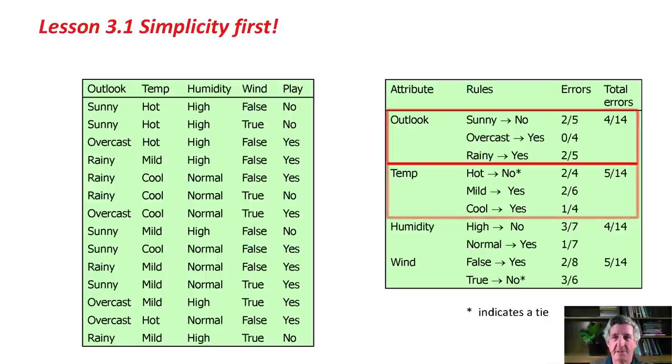We can branch on temperature and do the same thing. When temperature is hot, there are two noes and two yeses. We just choose arbitrarily in the case of a tie, so if it's hot, let's predict no, getting two errors. If the temperature is mild, we'll predict yes, getting two out of six errors. And if the temperature is cool, we'll predict yes, getting one out of the four instances as an error. And the same for humidity and wind. So we look at the total error values and choose the rule with the lowest total error value, either outlook or humidity. That's a tie, so we'll just choose arbitrarily and choose outlook. That's how 1R works. It's as simple as that.